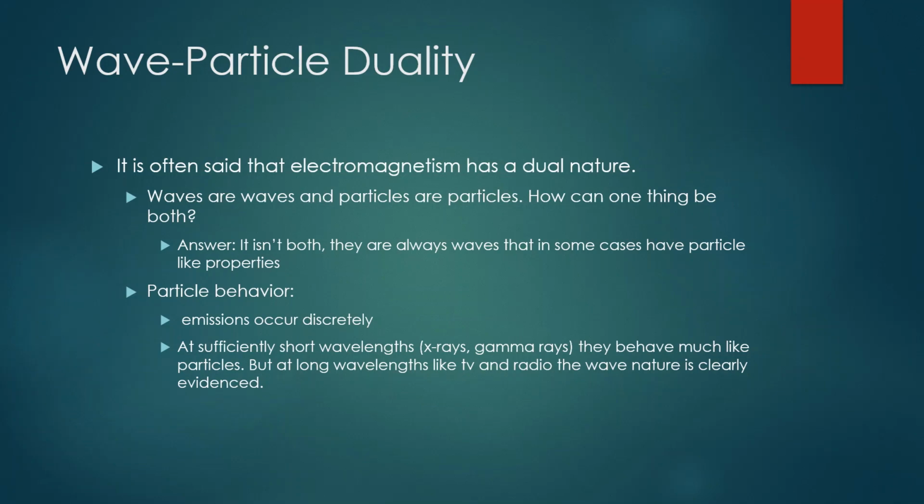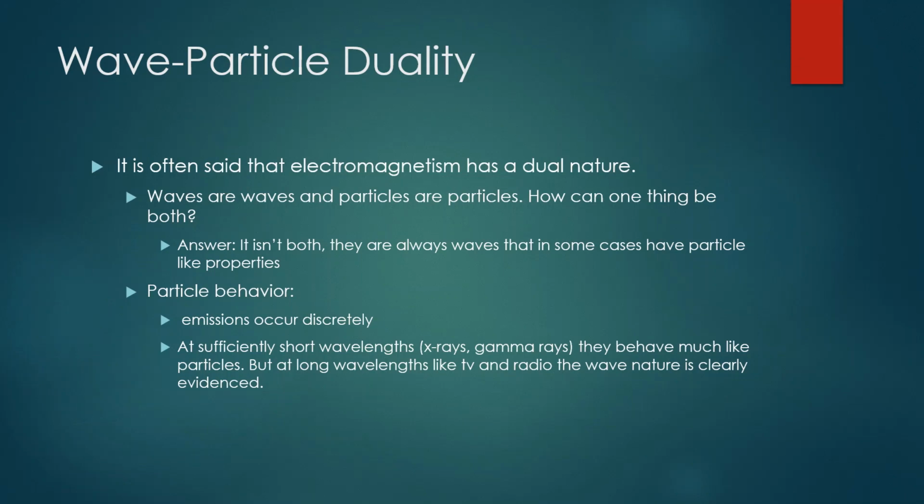Electromagnetic waves are always waves that in some cases behave like particles, having particle-like properties. The particle behavior of waves comes out in this: for our cases, all emissions and absorptions happen discretely. One X-ray photon is absorbed by one electron. One electron emits one X-ray photon. The action is always discrete. Even for radio waves, it's always a discrete, one at a time action. That's one particle aspect of the wave-particle duality.